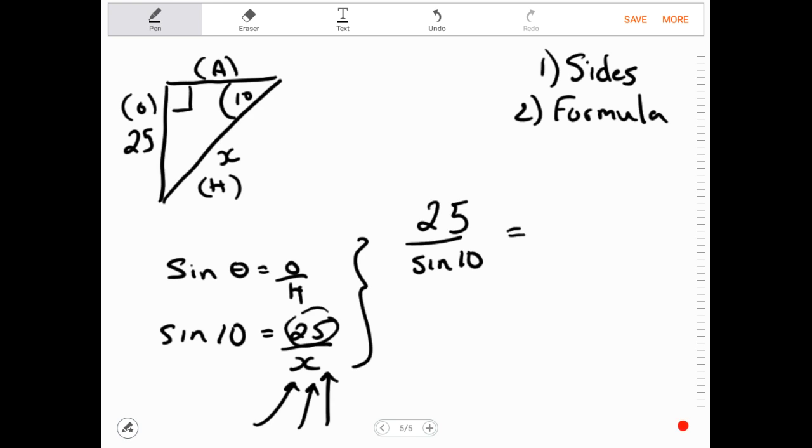You're going to go 25, hit the divide button. Now hit the sine button, 10, close bracket. It gives me 143.96. And it is nice to know that our hypotenuse value is definitely longer in this case.